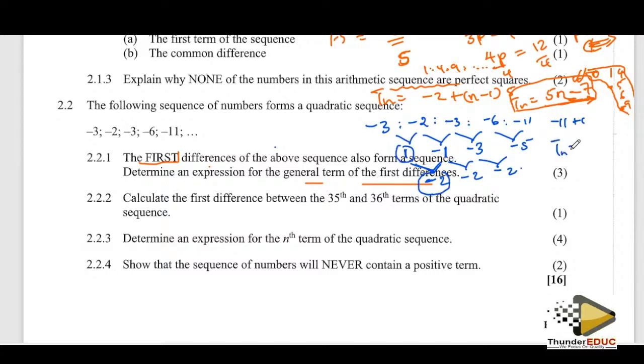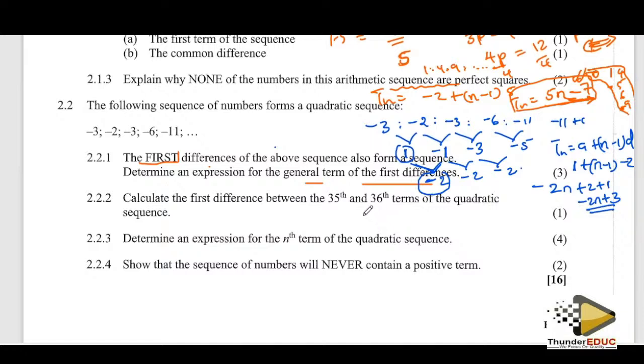So from the Tn formula, we know that it is a plus n minus 1 into d. Okay, so that's 1 plus n minus 1 into -2. Open that up, we're going to have -2n plus 2 plus 1. And what does that give us? -2n plus 3. That's what I'm getting for the Tn of 2.1.1.